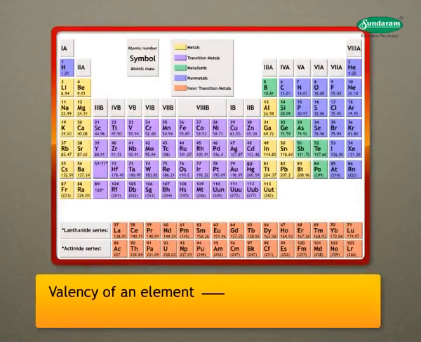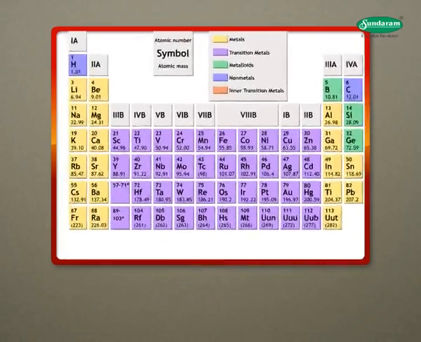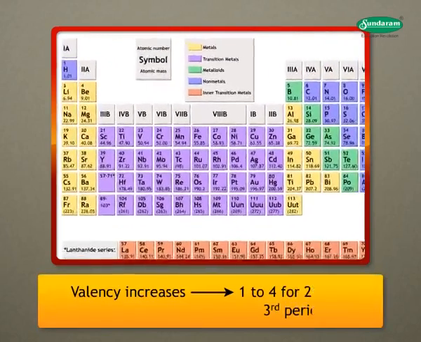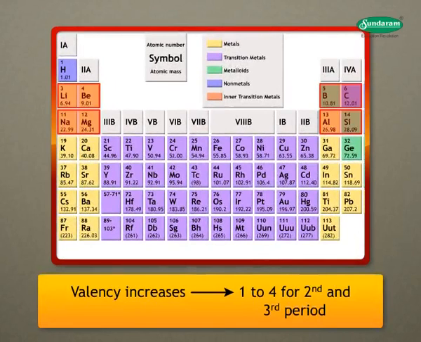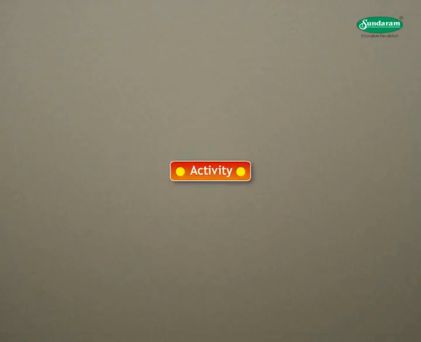The valency of an element is determined by the number of valence electrons present in the outermost shell of an atom. All the elements of a group have the same number of valence electrons. Therefore, they have the same valency. Valency increases from 1 to 4 for the second and third period and then decreases from 4 to 0 when you go from left to right in the table. Let us look at the activity.